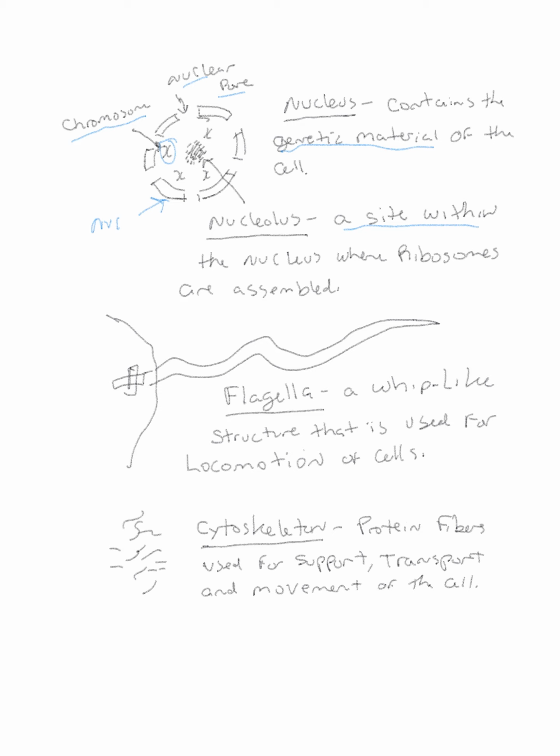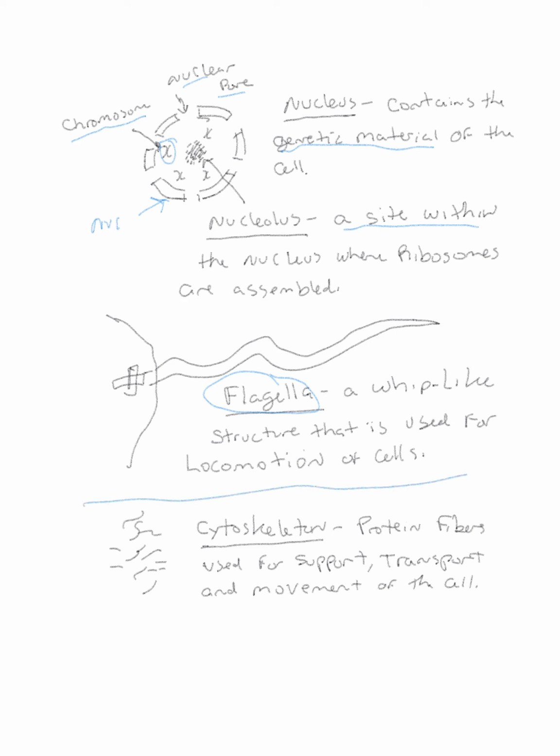And then here we have the flagella. So you'll see a flagella here, and the flagella is a whip-like structure. It allows for locomotion of independent cells. In human beings, the only cells that have flagella are male sperm.